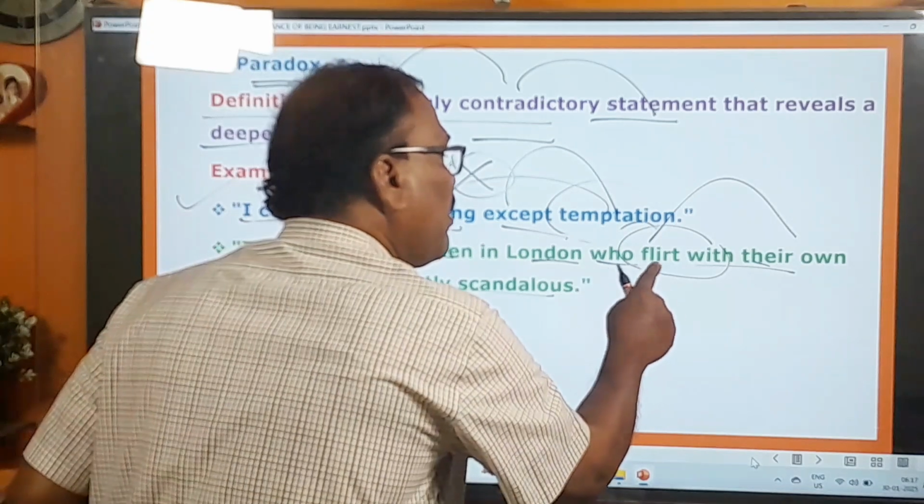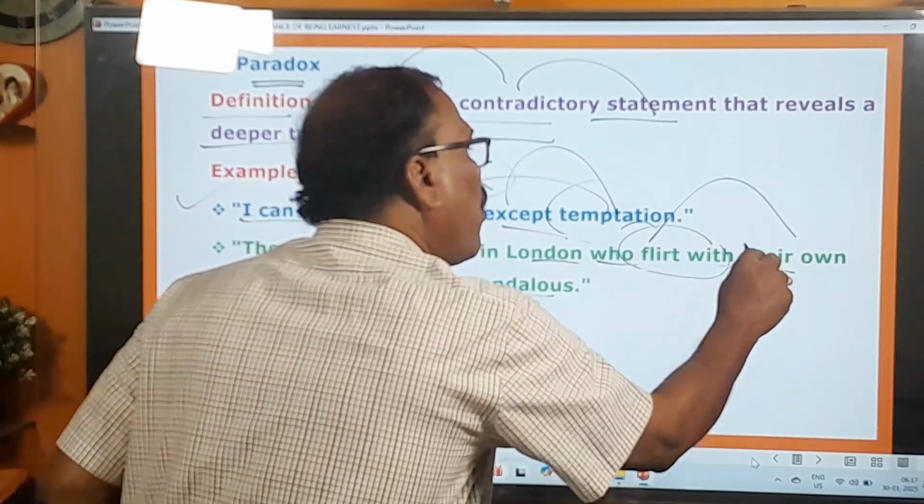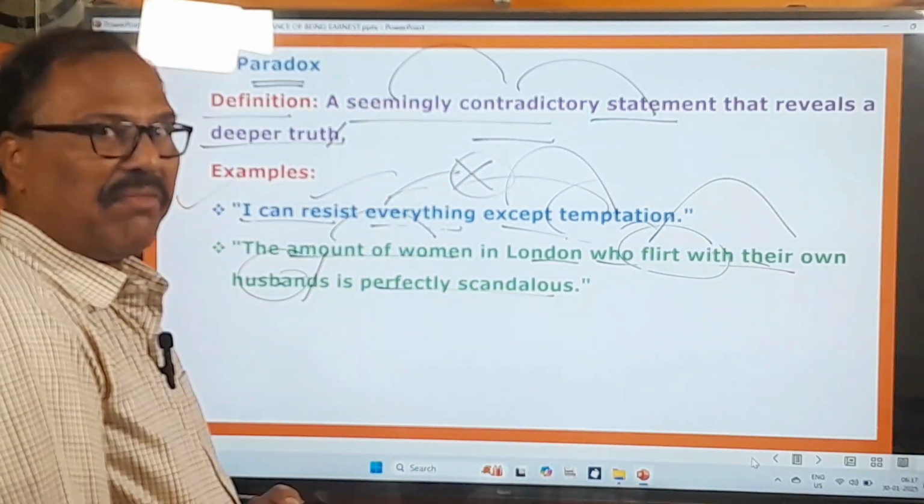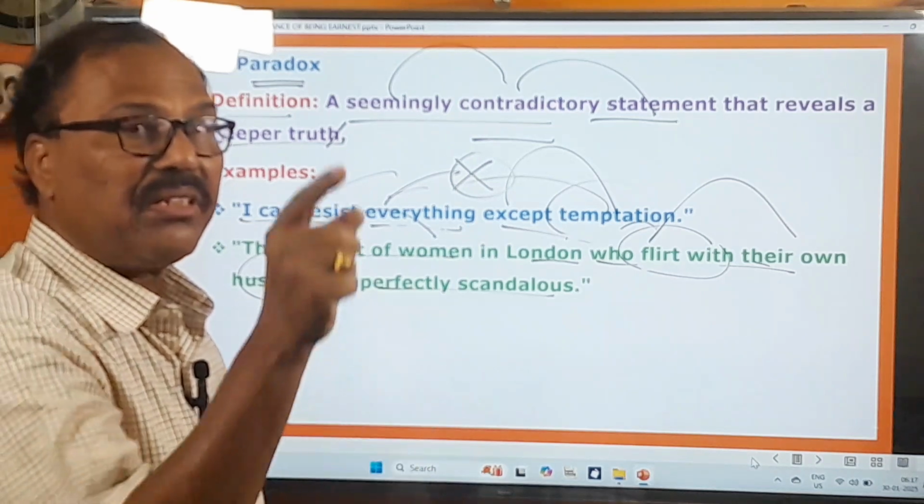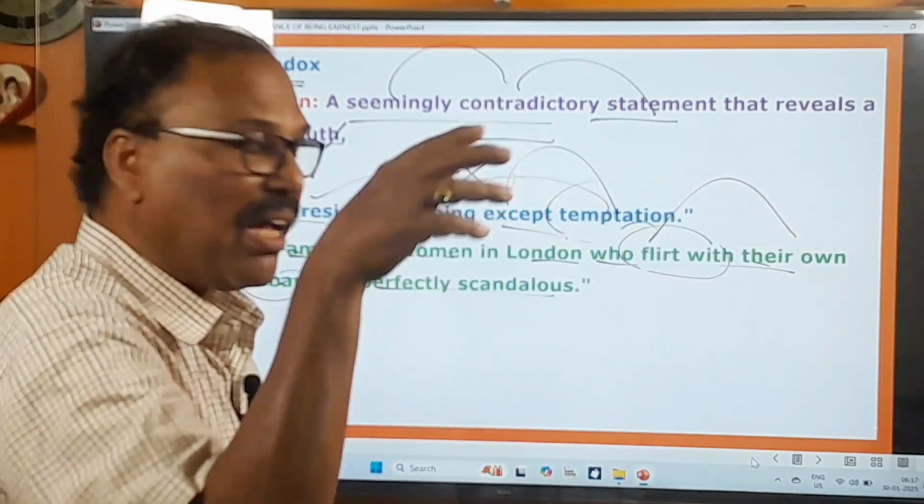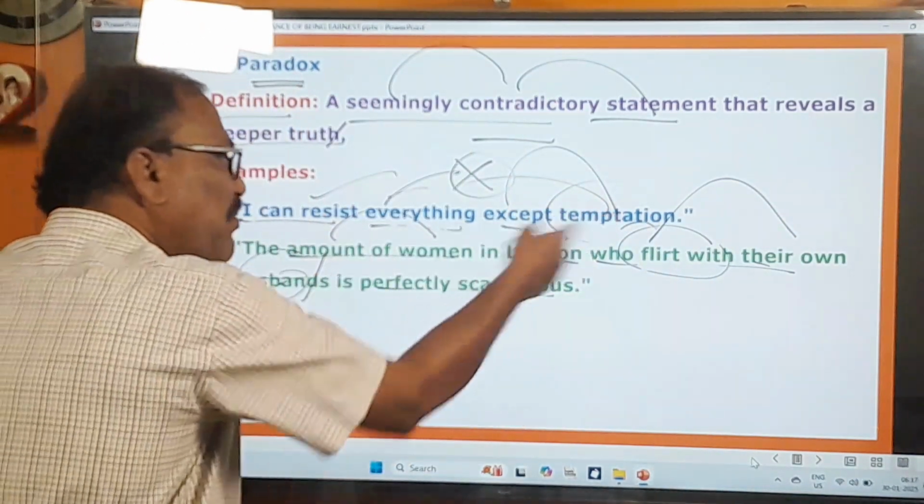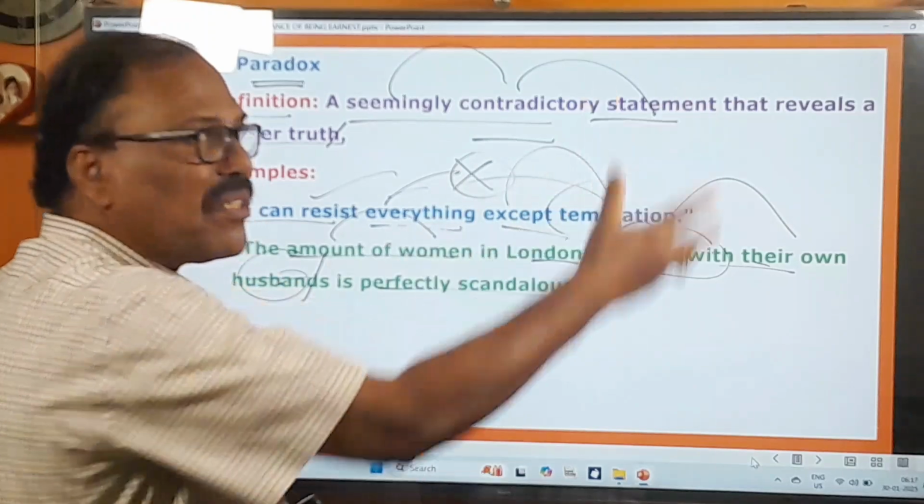Generally it is done with boyfriends, but here it is their own husbands. The women are flirting not with their boyfriends, but they are flirting with their own husbands. Therefore it is a contradictory statement.